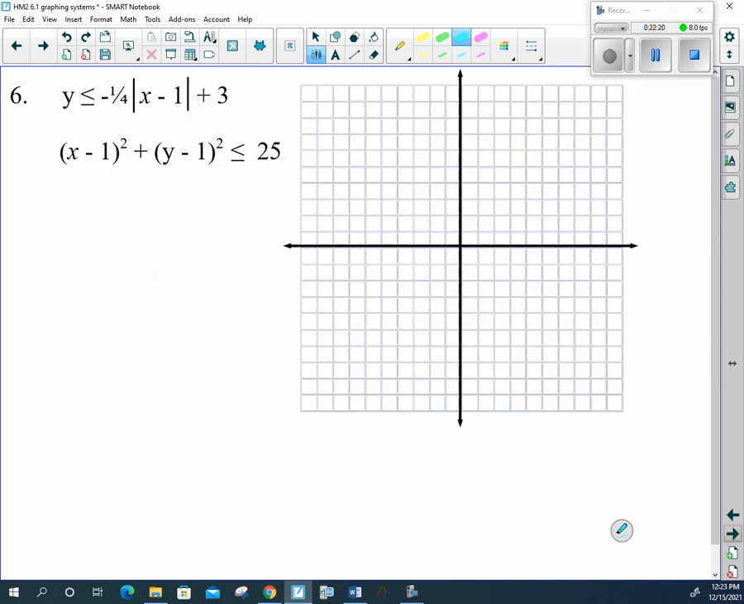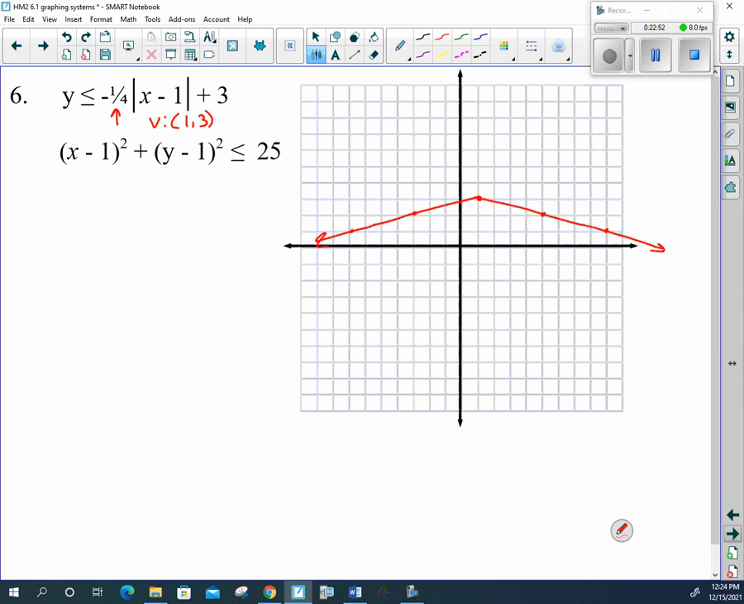Okay, next one. We've got an absolute value and a circle. So the absolute value vertex is 1, 3. So I'm going to come over here 1, up 3. And then my slant is out here in front, so it's a -1/4. So I'm going to go down 1, right 4, down 1, right 4. And I'm going to go the other direction to make it symmetric.